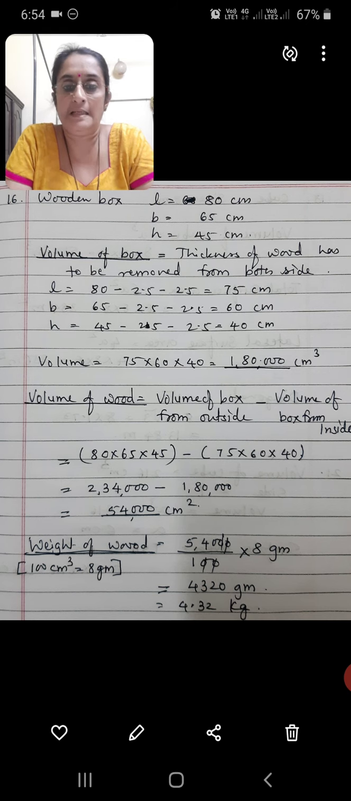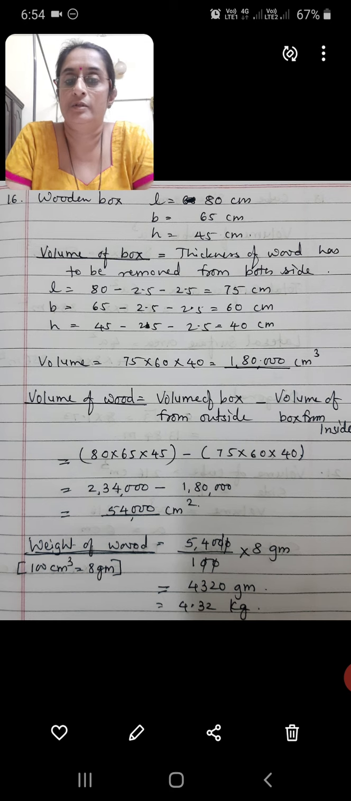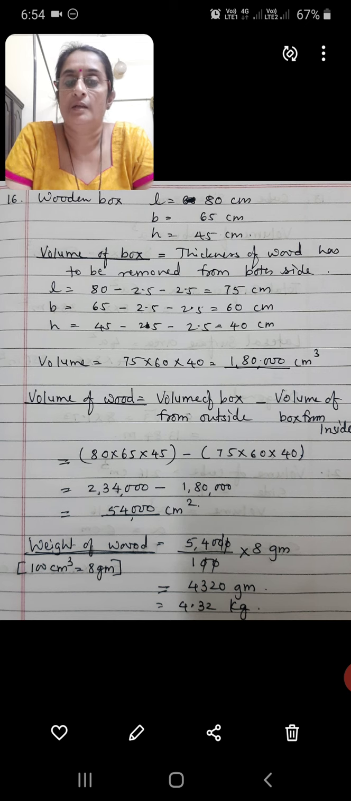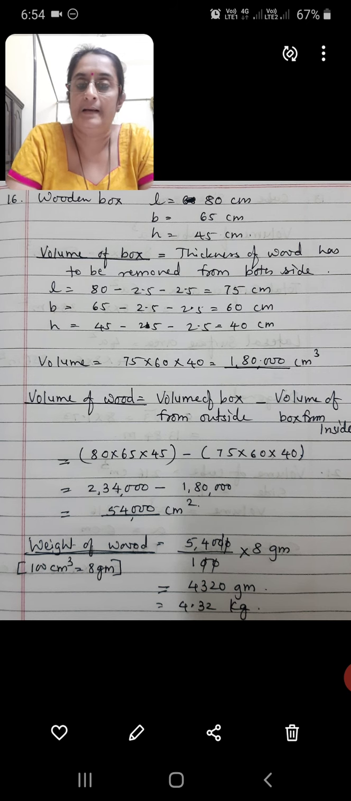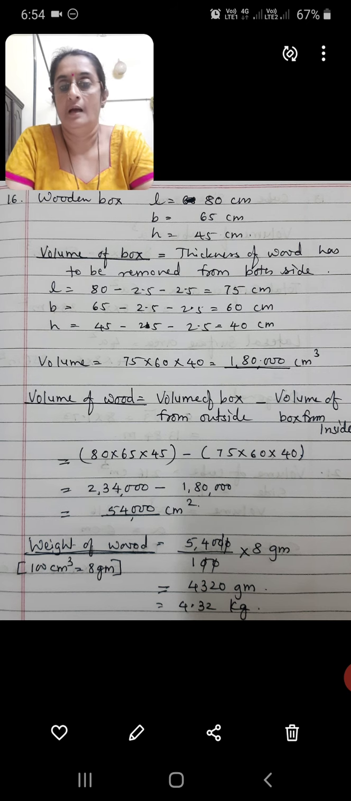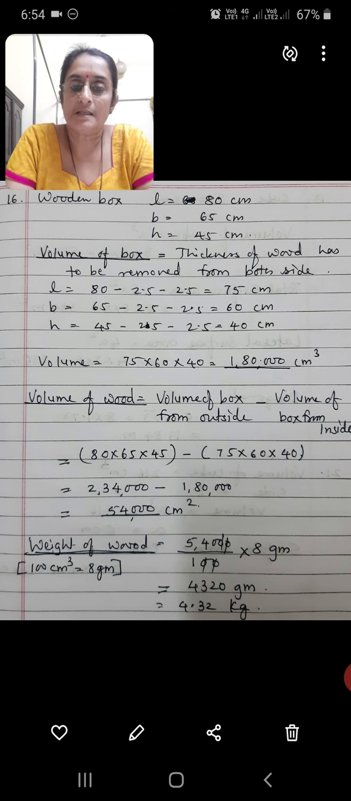To find out the volume from outside, we will take the previous dimensions, that is 80 into 65 into 45. From that we have to subtract this volume, that is 75 into 60 into 40. When you subtract it, you will get 54,000 centimeter cube, that is the volume of the wood used for that box.